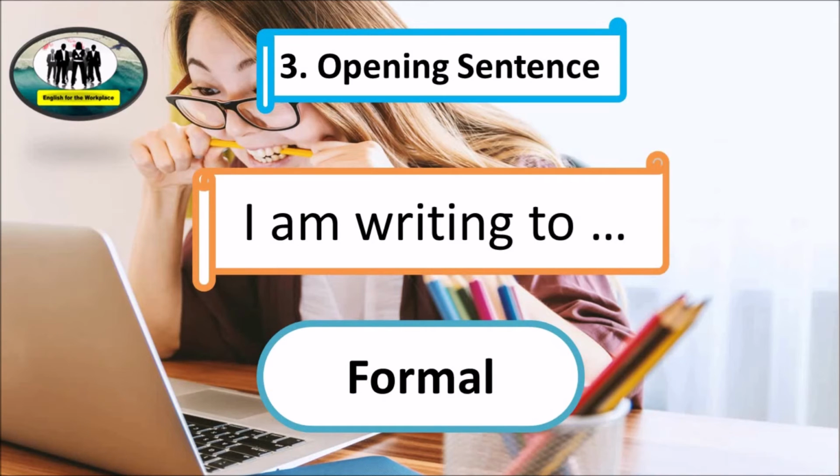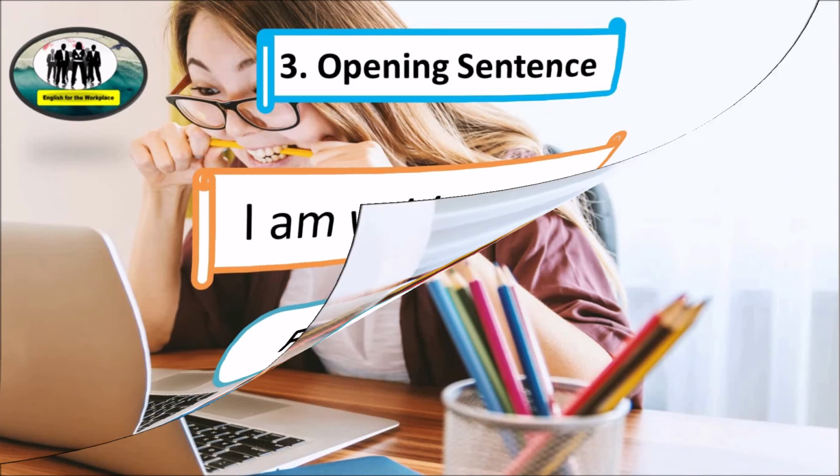I am writing to tell you about what happened last week during the conference. I'm writing to inform you of the latest events that happened such and such, right? So I am writing to is what we call an opening sentence, and we use it to tell the other person why you are writing this email, the reason. And it's formal. I am writing to.